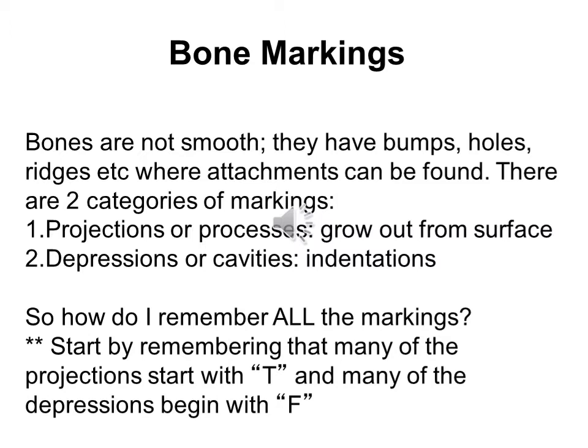A quick general start for how you memorize some of these is that a lot of your projections start with the letter T, which you'll get to see shortly, and a lot of the depressions begin with F. Now that is not all inclusive, but it's a great initial way to start thinking about the difference between a projection and a depression. So we've got projections, things like tuberosities, tubercles, trochanters, and we have depressions, things like fossas and foramen.